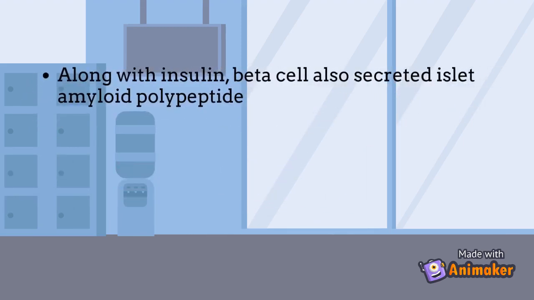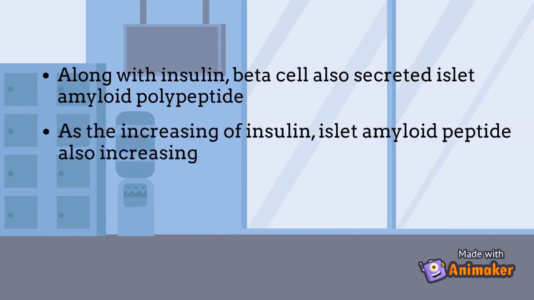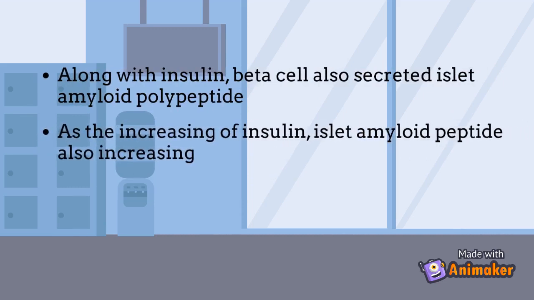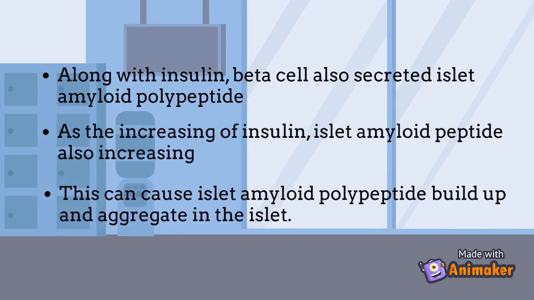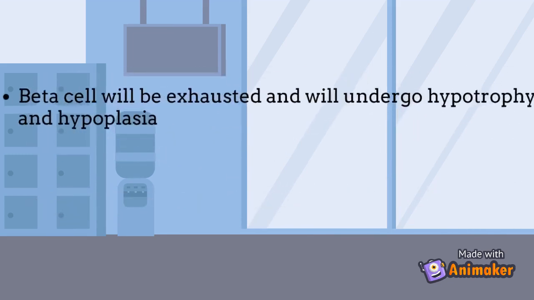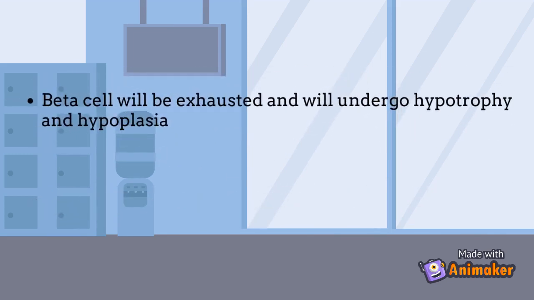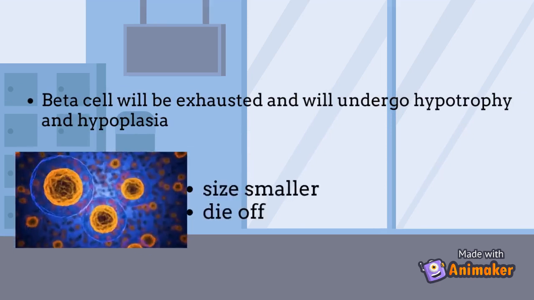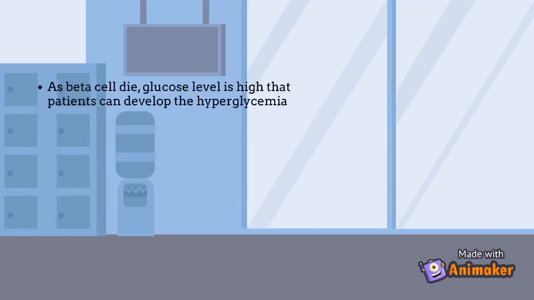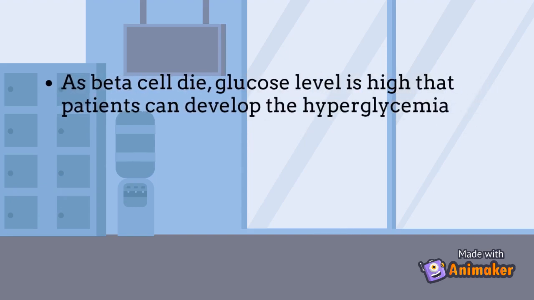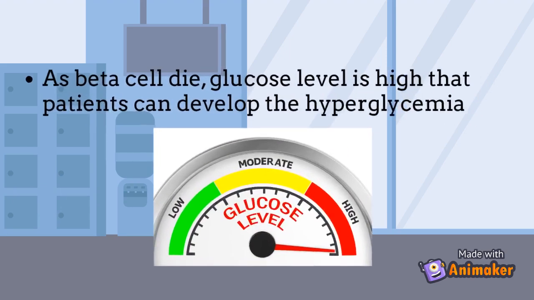Along with the insulin, beta cells also secrete islet amyloid polypeptide. As the insulin increases, the islet amyloid polypeptide also increases. This can cause islet amyloid polypeptide to build up and aggregate in the islet. As time goes by, beta cells will become exhausted and will undergo hypertrophy and hypoplasia, making the size smaller and die off. When beta cells die and the glucose level is high, patients can develop hyperglycemia.